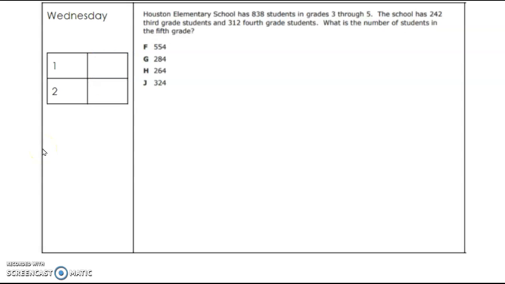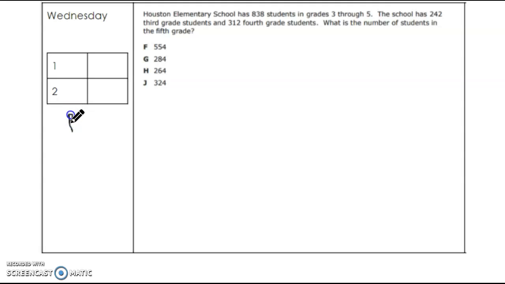Okay, I'm going to go ahead and solve the morning work problem for Wednesday. So this problem says Houston Elementary School has 838 students in grades 3 through 5. The school has 242 third grade students and 312 fourth grade students. What is the number of students in the fifth grade? Okay, so this is a word problem. So what am I going to write off to the side?